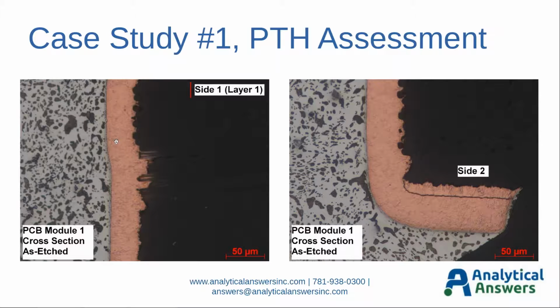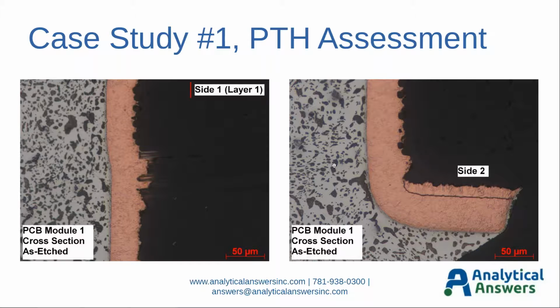Again, similar to the previous images I showed in the as-polished condition, this is a region probably near the center of the PCB, PTH. We have the solder that's filled the hole, the plated copper, and then the laminate material in the board itself.